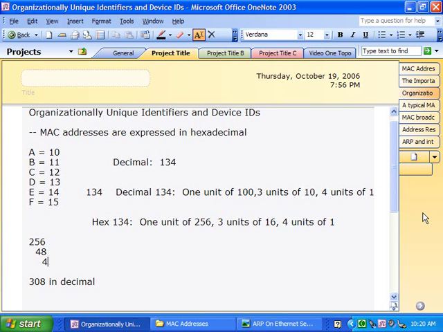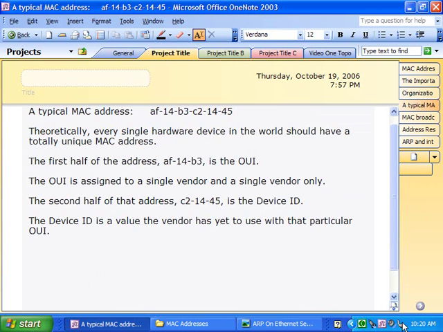So let's take a look at that MAC address again, a typical MAC address, and some things to look out for. Again, here's our typical MAC address, AF14B3C21445. Want to mention to you here for the first time, and I will remind you before the end of this particular video, if you ever see a MAC address expressed to you in a book or in an exam, I don't care where it is, where you've got a letter that comes after F, that's an invalid address. That literally cannot happen because F is a representation of the decimal 15, and it is the highest possible value for a MAC address. So if you see a G or an H or an I, anything after F, it's an invalid address. Again, theoretically, every single hardware device in the world should have a totally unique MAC address.